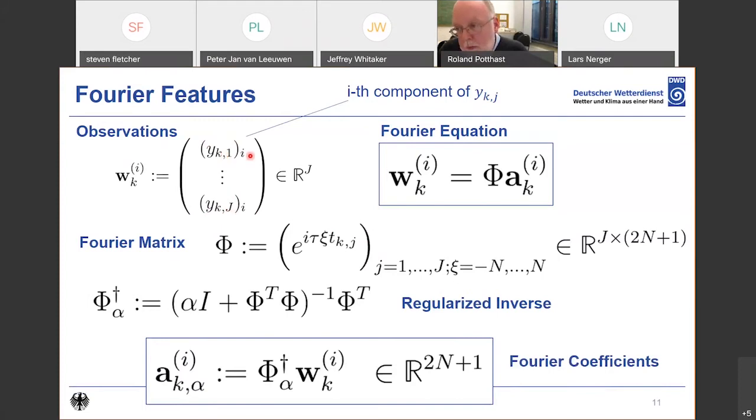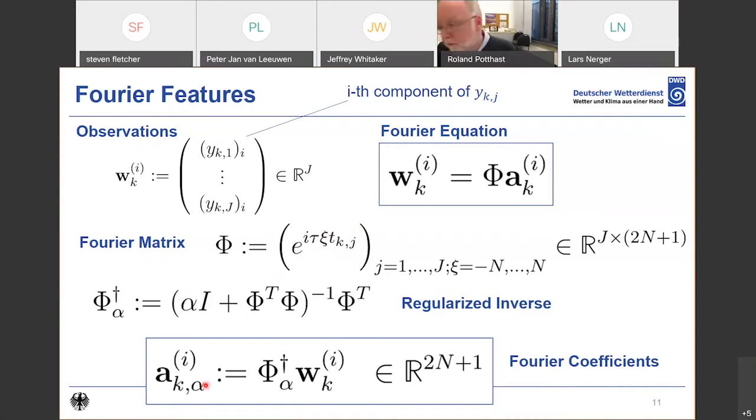And now you can do a Fourier analysis of this array, using sines and cosines, or the complex exponential here over time with time interval tjk and some order psi going from minus capital N to capital N. You basically do Fourier analysis, and this is written here. The Fourier coefficients are given by a matrix application.